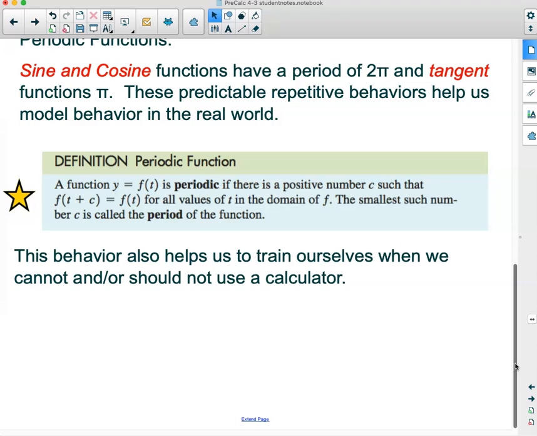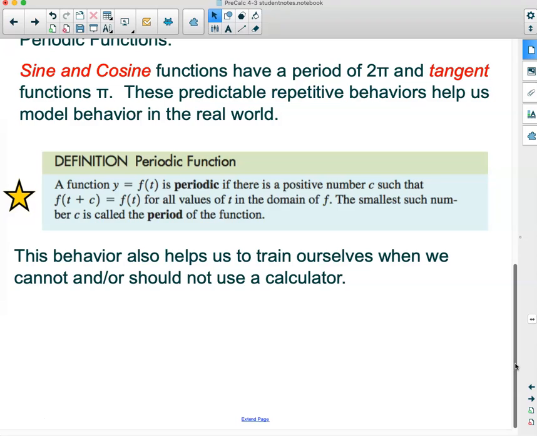a periodic function. A function y equals f of t is periodic if there's some positive number c such that when we move it over, f of t plus c, whether it's a left or right movement, it will still equal f of t for all values of t in the domain of f. The y's will match up, and that's what's happening when we're moving this. They're matching up. So the smallest such number c is called the period of the function. So the period for sine and cosine is 2 pi. Period for tangent, 1 pi.